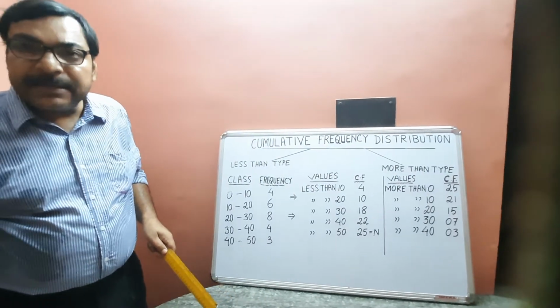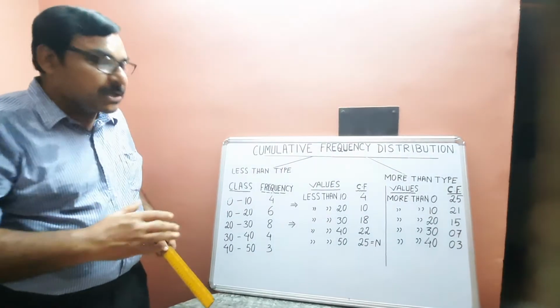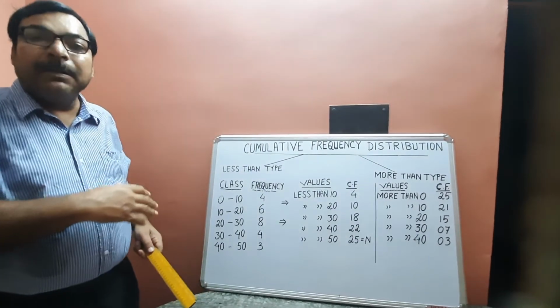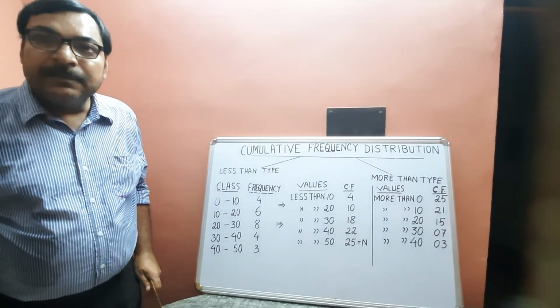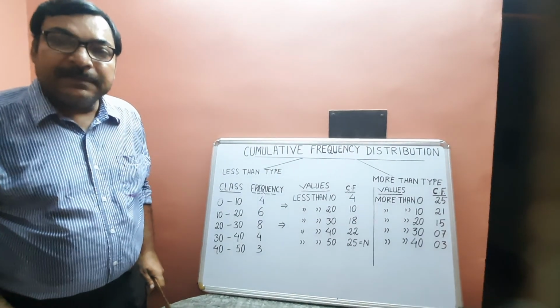So just practice one or two transformations from simple to cumulative or the reverse, cumulative to simple. I think it will not create any problem. So go through your book and practice. You must practice it. Thank you.